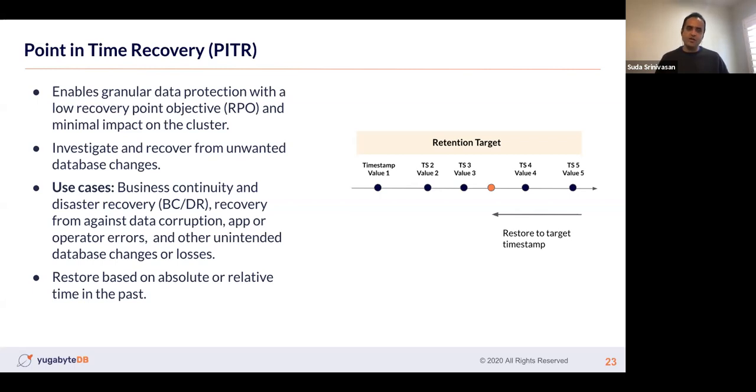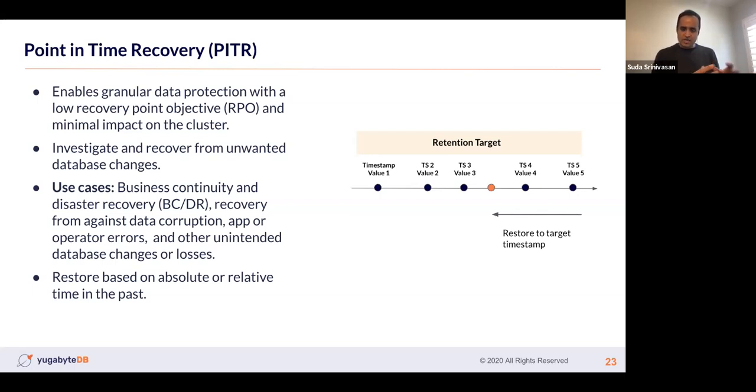So it gives you granular data protection with a very low recovery point objective and pretty much no impact to the cluster, right? All of this is happening within the DocDB layer, which is the storage layer in the YugabyteDB cluster. So we're not copying the data off somewhere. The way it works is DocDB is a log structured database where each of the changes to a specific data value are tagged along with the timestamp when that change happened, and that is stored in the underlying storage layer, right?